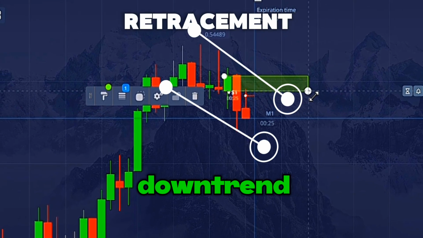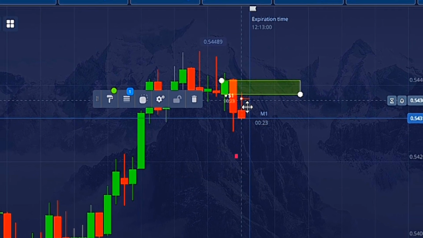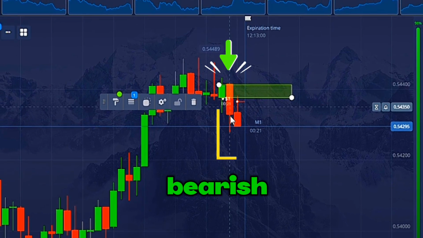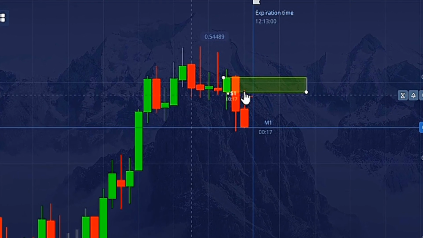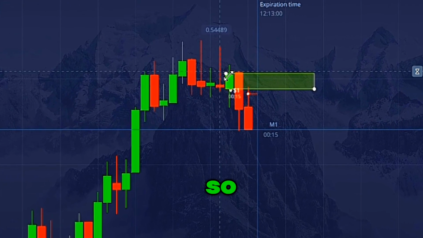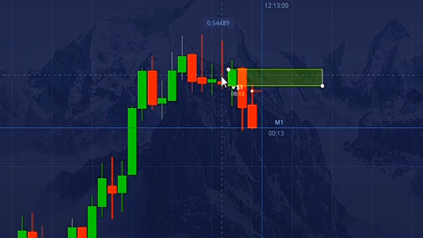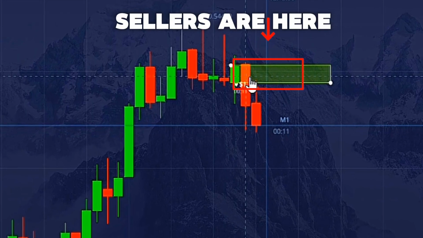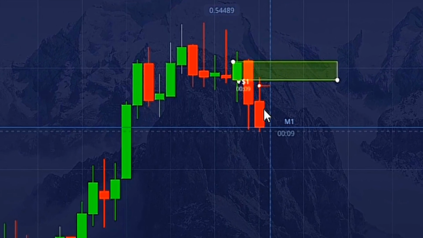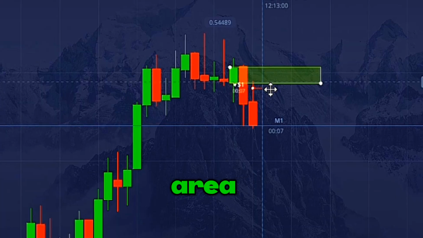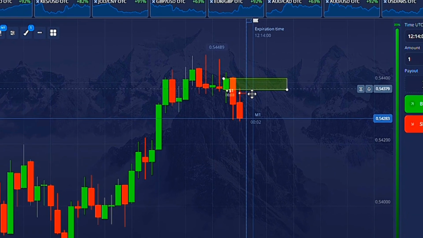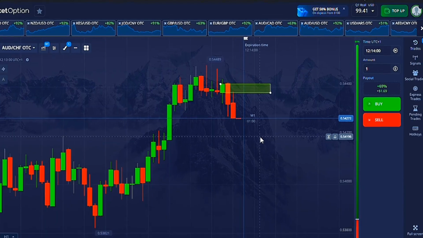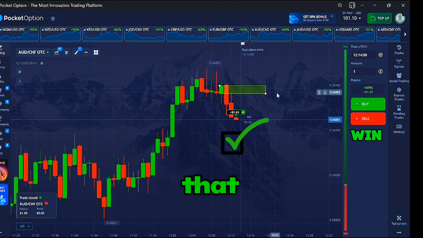The market is in a downtrend, and this is a strong bearish engulfing candle. You can see how strong the candle is already down, and this is a strong supply area, which means that sellers are in this area. So waiting for the price to get to this supply area, and immediately the price tapped into our supply, we went in for a sell, and that was a winning trade, guys.